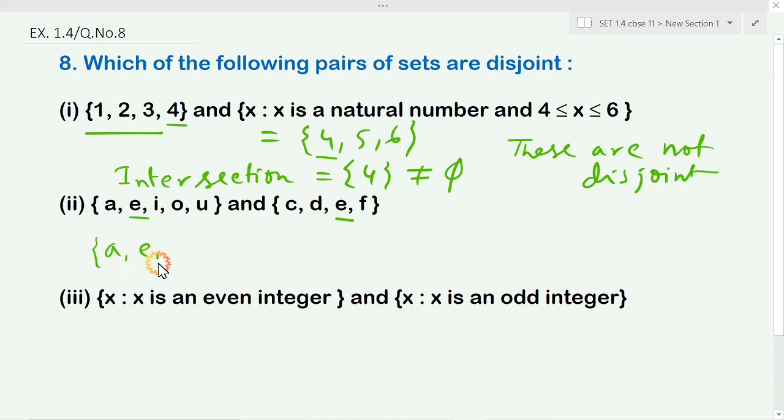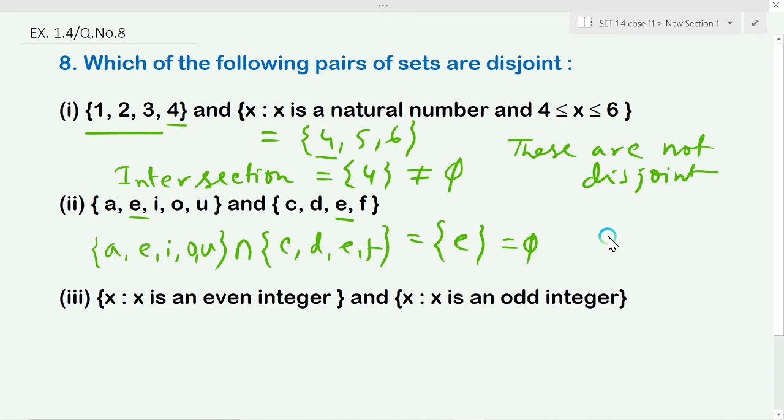Now between these two sets, a e i o u and c d e f, the intersection is e, which is not equal to the empty set, so these are not disjoint.